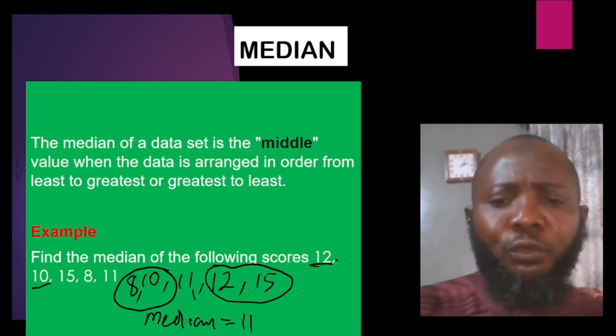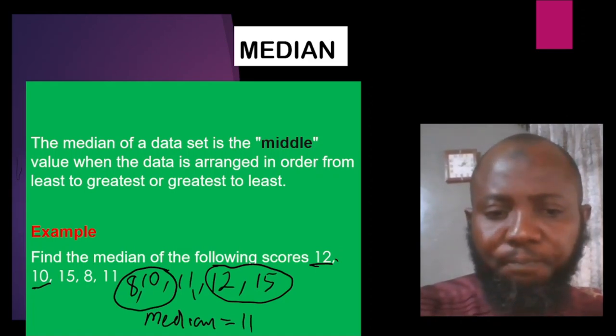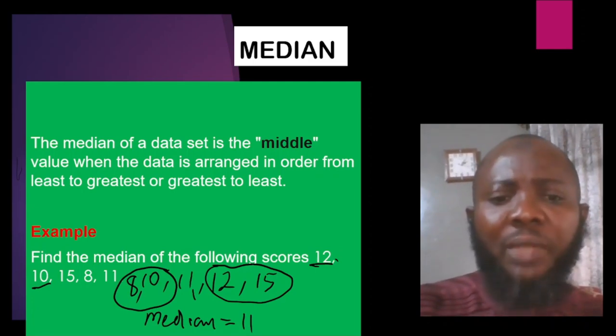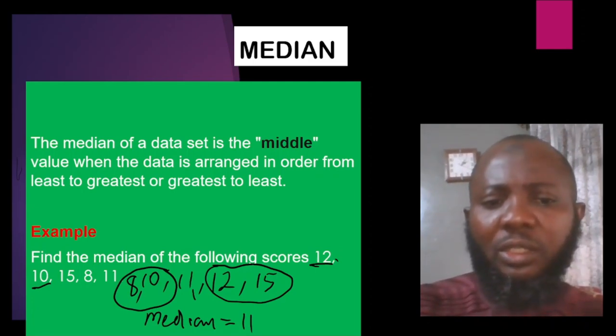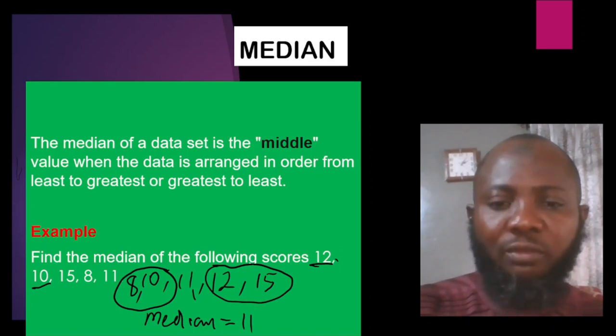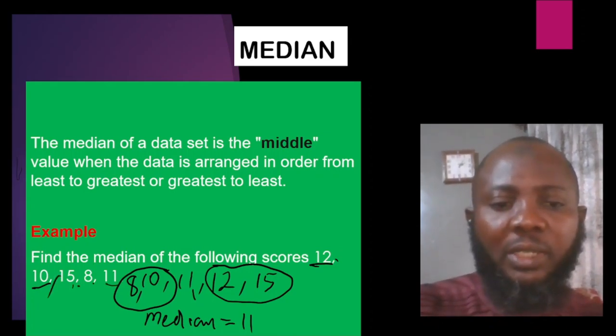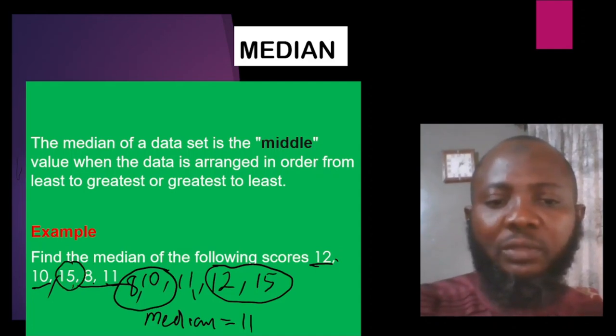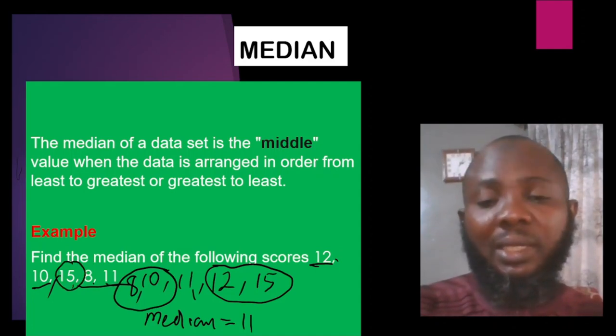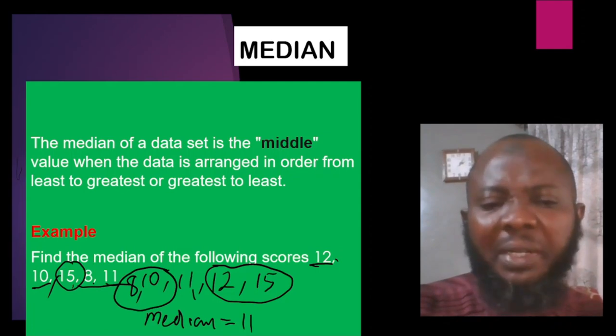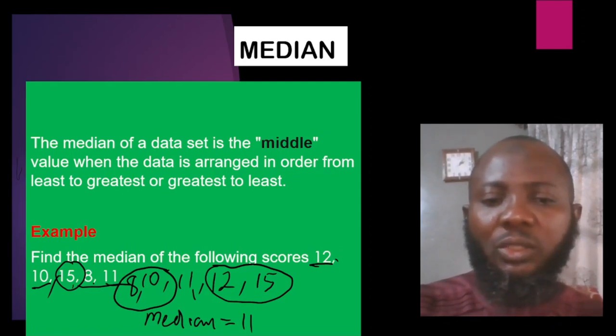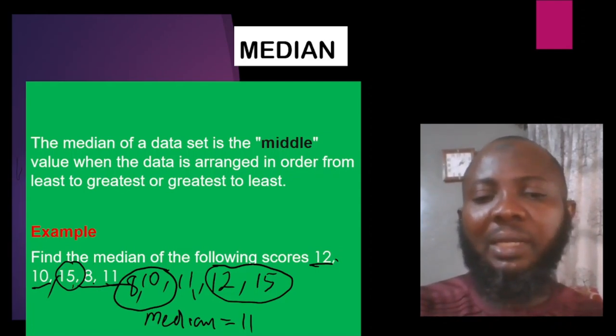But if you fail to rearrange it, look at what we're going to have. We have 12, 10, 15, 8, 11. So the first two numbers, the second two numbers, so the number we have at the middle is 15. You're going to get a different answer. It's very rare that you will not rearrange and you get the same answer as when you rearrange it. I hope that is clear.